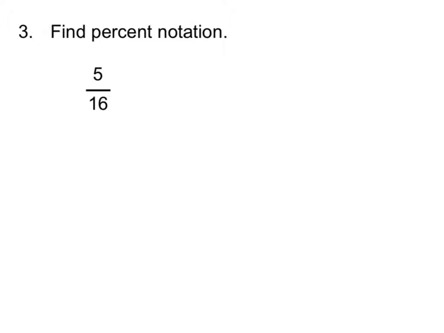Find percent notation. Here we have a fraction and we want to write it as a percentage. In order to do that, you divide the top number by the bottom number. So if we use our calculator, we'll type in 5 divided by 16. This will give us a decimal of 0.3125.